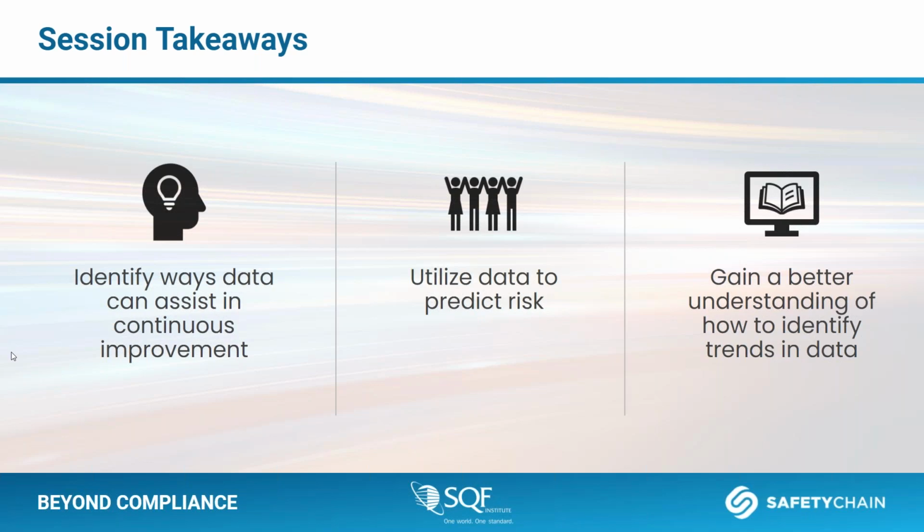So first of all, we're going to identify ways that data can assist in continuous improvement. And I started with this because continuous improvement, that's expected. We expect our certified sites to continuously improve. And I'm going to give you some examples today on how SQFI continuously improves by using data. And I just wanted to show that not only do we expect it from our sites, but we also live it every day. So I've got some examples to show you how we do that.